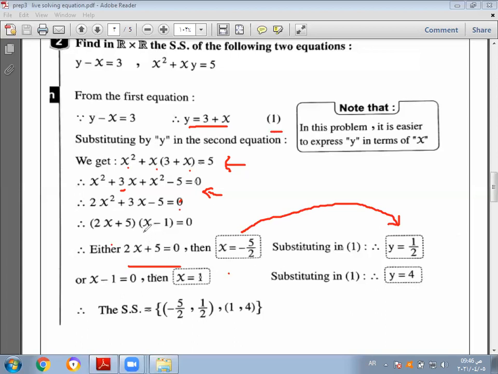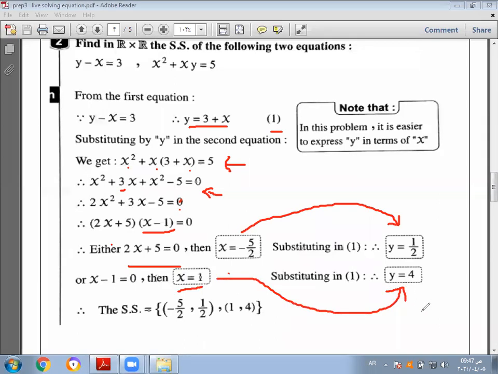And for the second bracket, x minus 1 equals 0, we can say x equals 1. By substitution in the equation of y, y equals 3 plus x. We can find the value of y, it will be 4. So x equals 1 when y equals 4.